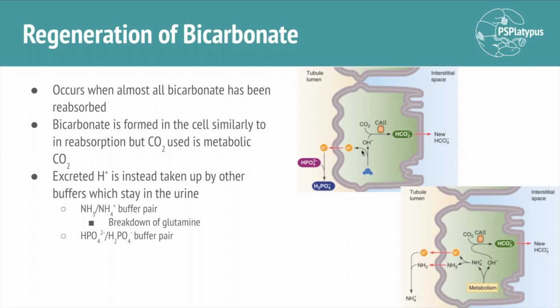In this case, bicarbonate is formed in the cell similarly to the process of reabsorption of bicarbonate. However, in this instance, the hydroxide ion does not come from the tubular lumen. Instead, it comes from the breakdown of other metabolic compounds which contain hydroxide ions. An example of this is the breakdown of glutamine. Excess hydrogen ions that are produced in this process are then excreted back into the tubular lumen and buffered by other ions present in it.